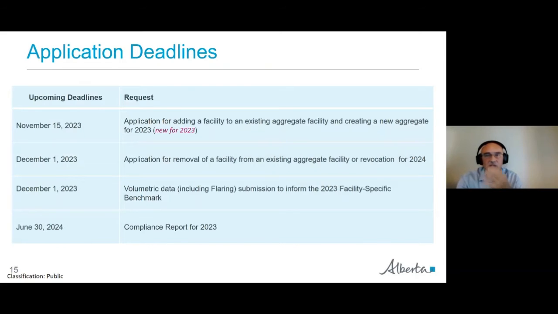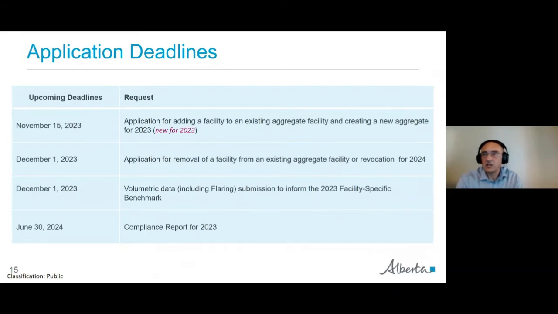Also, to remind you about the deadlines for this year's enrollments. The new one is the November 15 deadline. It's the deadline for adding facilities to an existing aggregate and for creating a new aggregate. We have separated that from the December 1st deadline just because of the sheer volume of applications we were getting, and it will help us in processing these more timely.